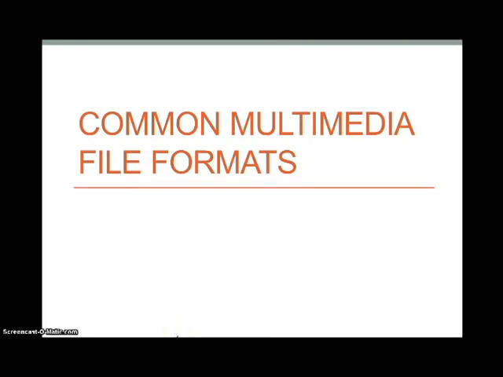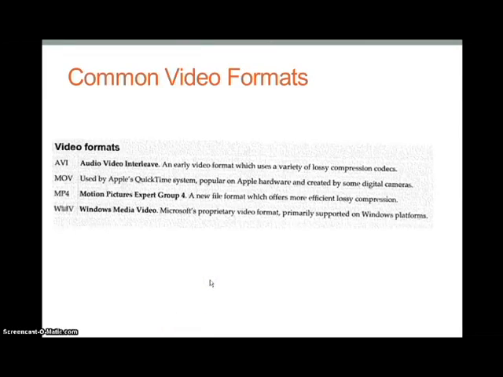We'll be talking about common multimedia file formats. Some common video formats are AVI, Audio Video Interleave, which was an early video format which uses a variety of lossy compression codecs. Basically what lossy compression codecs do is it makes it so that not all the data is used when you're compressing the video.